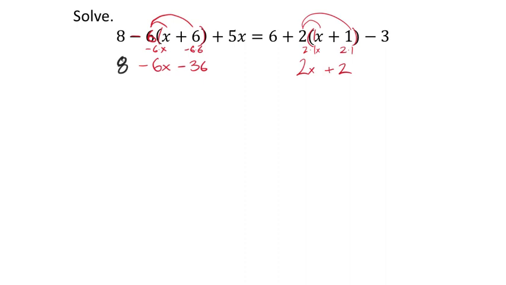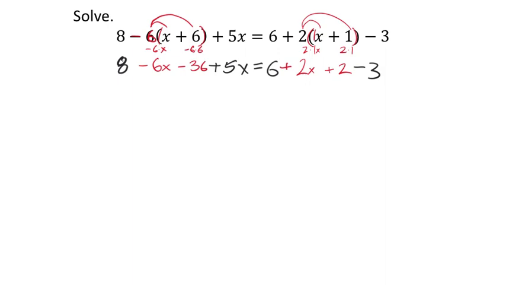I've got 8 minus 6x minus 36 plus 5x equals 6. That 2x was positive, so I'll show the plus sign, plus 2 minus 3. Okay, so 1, 2, 3, 4, 5, 6, 7, 8. 8 terms.